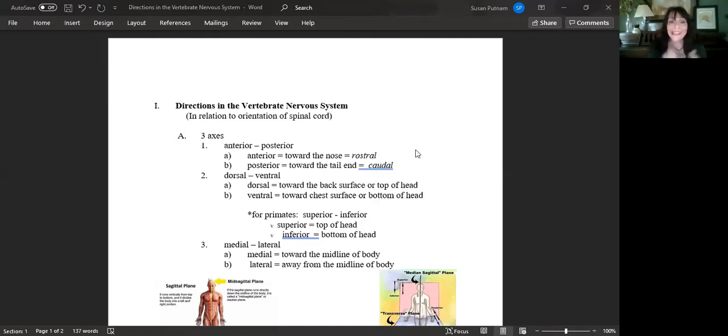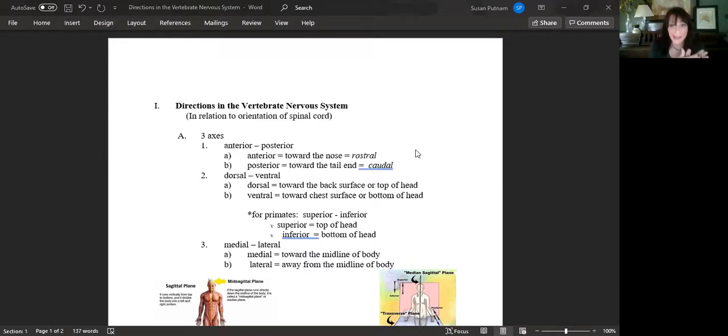But we need to know first how we describe the directions in the vertebrate nervous system, and it's all in relation to the orientation of the spinal cord. Why is that important? Because in some vertebrates who walk on all fours, you've got the spinal cord in a different orientation than you do in those primates specifically who walk upright. And so that's what we're using for reference.